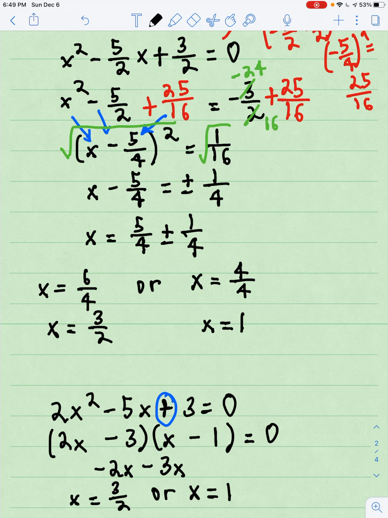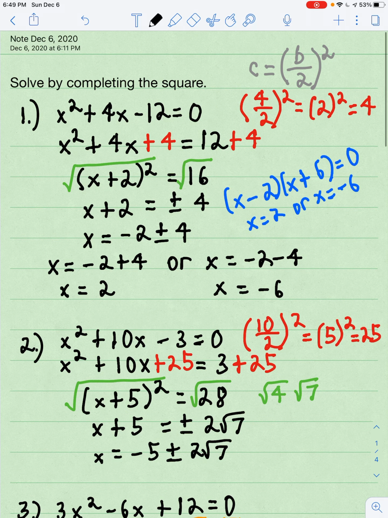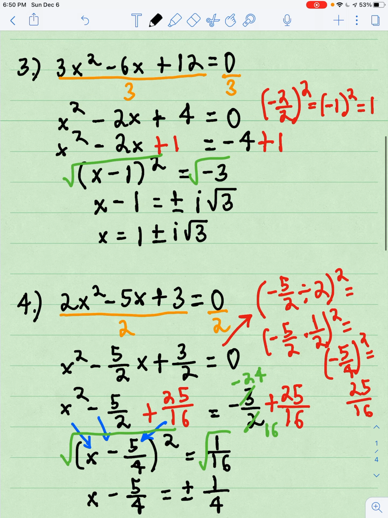And look how much less work is involved when we solve this equation by factoring. Completing the square is a great method when b is even, like in number 1, b is 4, or 2, it is 10. In 3, when we divide everything by 3, b is still even. It's 2, negative 2. But then in 4, well, it was odd to start with, but you had to divide by 2, which gave us a fraction. It's just not a user-friendly method, but we get to practice it.